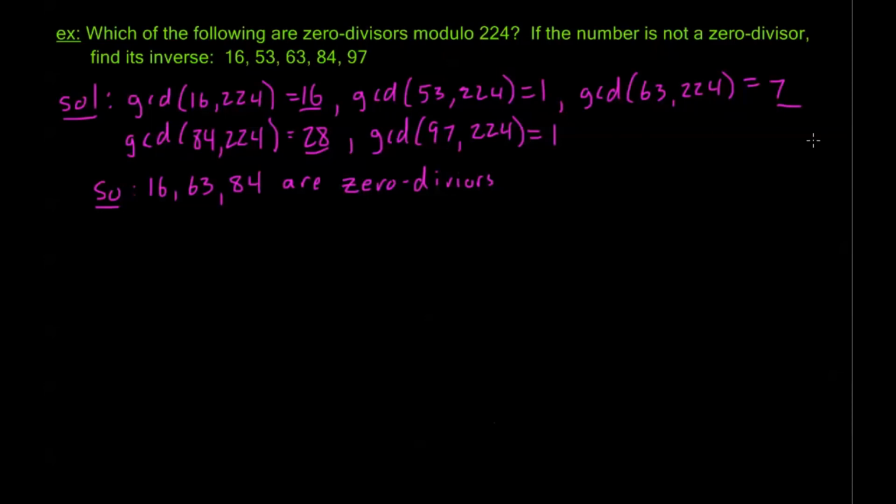So that means that 53 and 97 have inverses. So let's find those inverses. Now first, I'm going to find the inverse of 53 first.